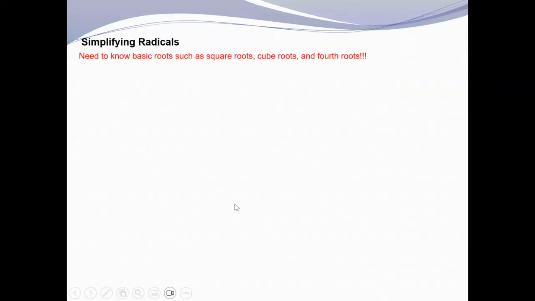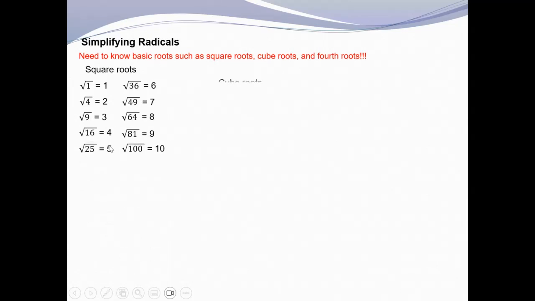Now, simplifying radicals. Okay, for simplifying radicals, you need to know some of the roots. For example, some of the square roots, the cube roots, and the 4th roots. Let me show you what I'm talking about. These are square roots, okay? So you have to know these. The square root of 1 is 1, the square root of 4 is 2, the square root of 9 is 3, the square root of 16 is 4, and so forth, right? Try to go all the way to 10, to 100. So know these. This is crucial to simplify radicals.